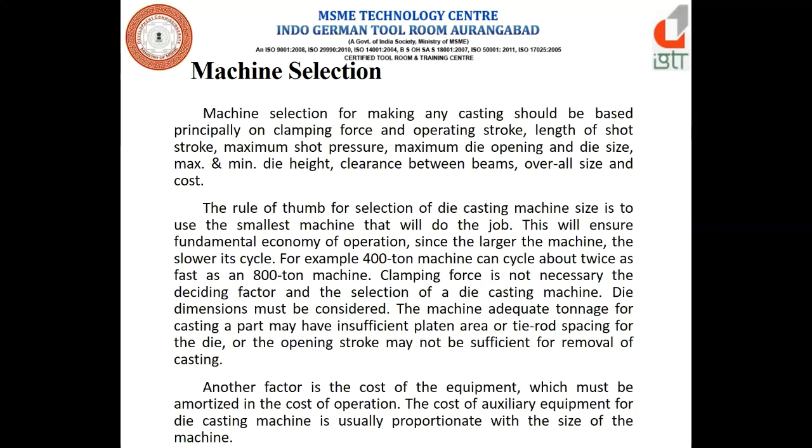Next is machine selection. During our design process, as per the requirement of the component we are going to design for die casting, and accordingly as per the requirement of clamping force, length of shots, maximum shot pressure, maximum die opening, and die size, we are required to select a die casting machine.